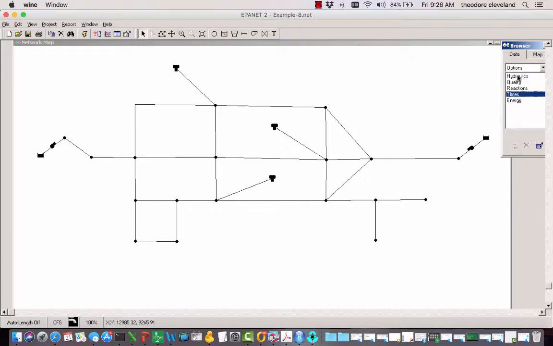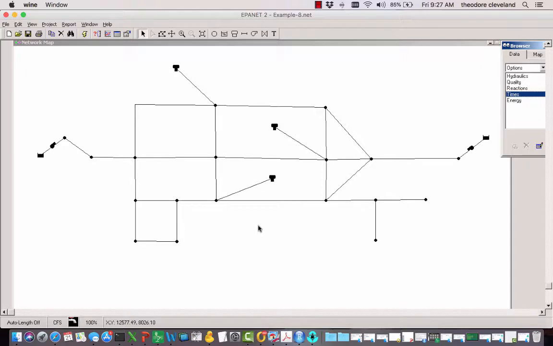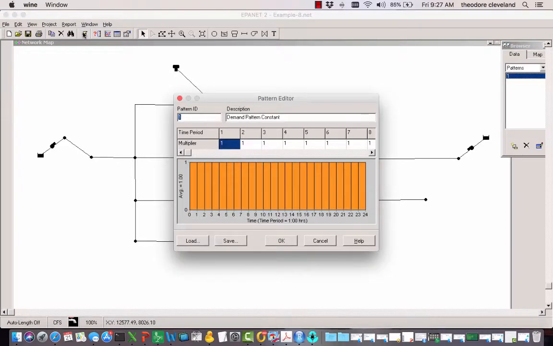options and times. And this one is currently set to run for 24 hours. So for a multiple period simulation, we have to change the duration of the simulation. And we have a demand pattern, which is 1 everywhere. So here the multiplier is 1 at the first hour, second hour, third hour, fourth hour, and so on. And then there's a diagram here to show that.